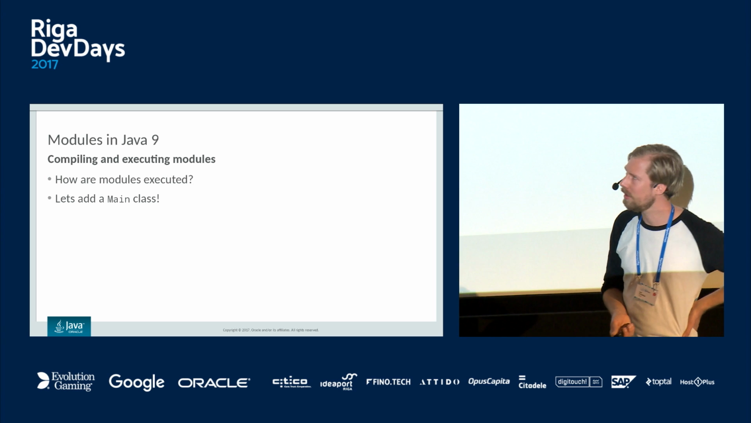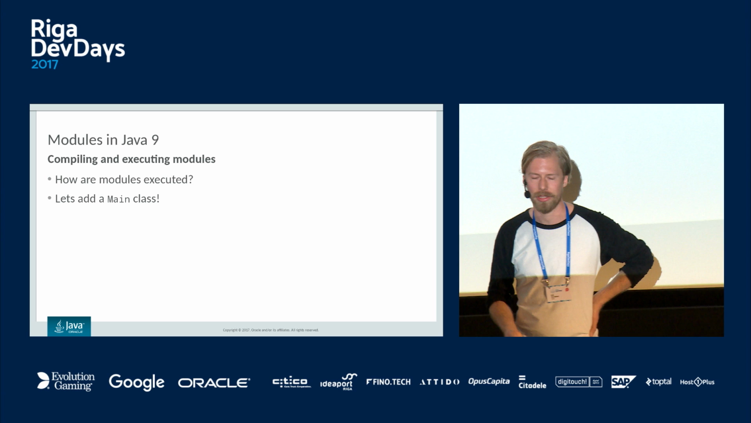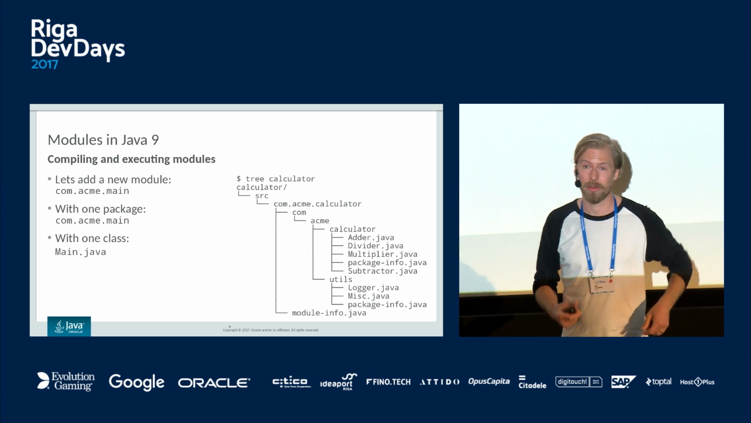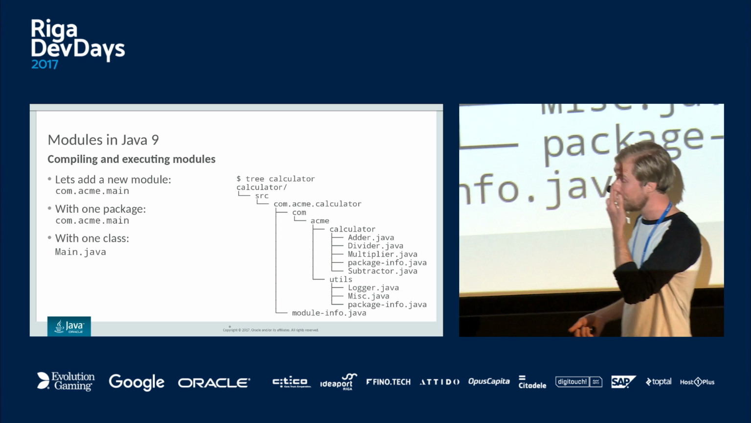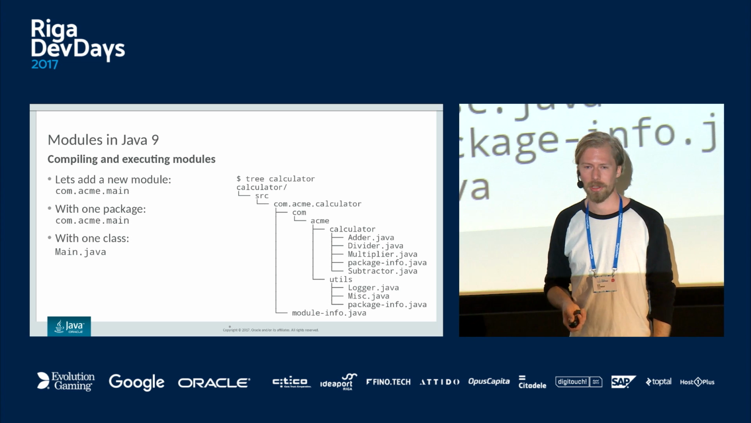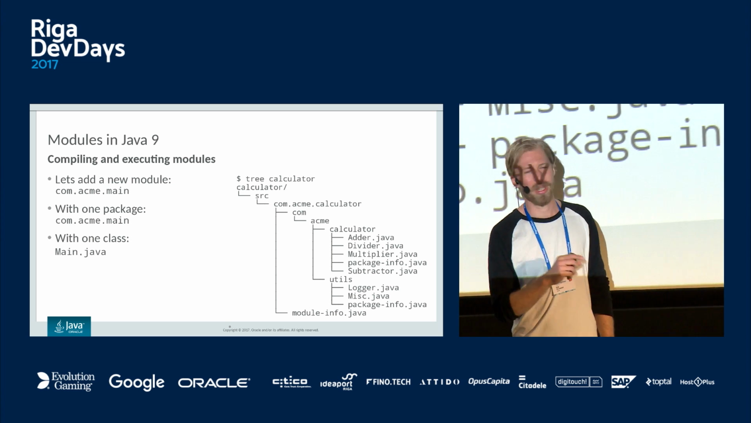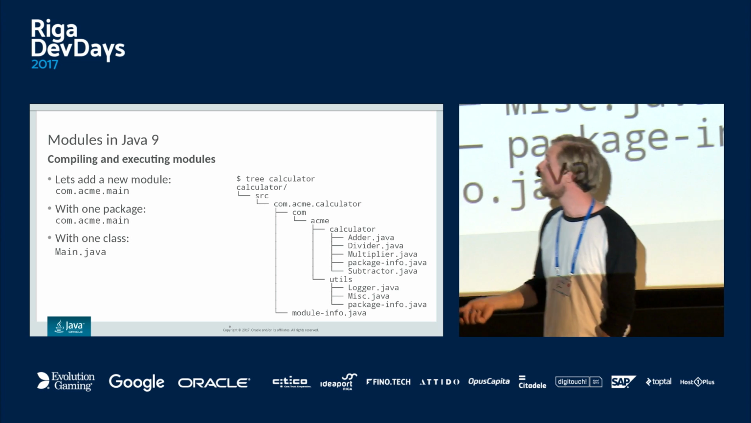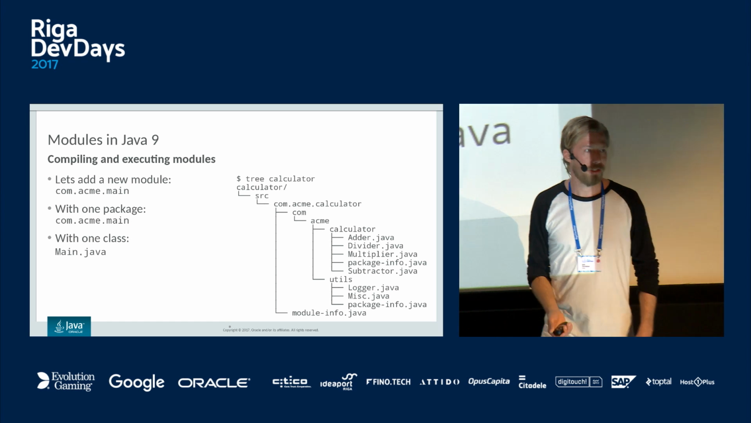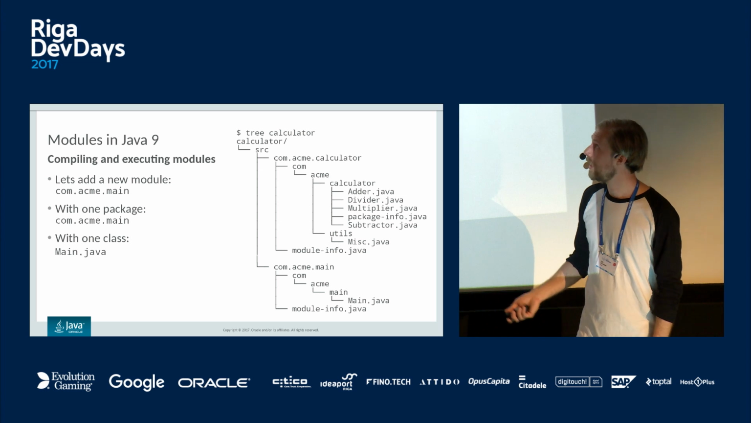So how are modules executed? We've only seen how we compile our library into a jar file. So let's add a main class to our library so we can run it as an application as well. We're actually going to do a little bit more. We're going to add a new module, com.acme.main, with one package, com.acme.main, with one file, Main. So this is the source code laid out as it is. And when we add our new module with our new package, with a new Java class, it looks like this.